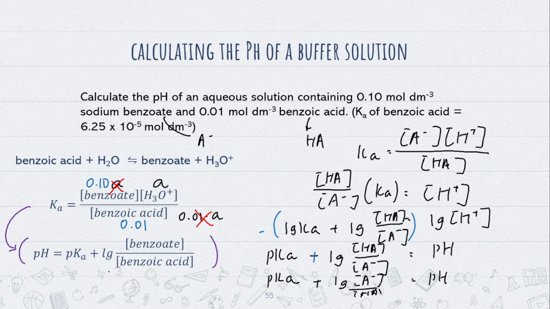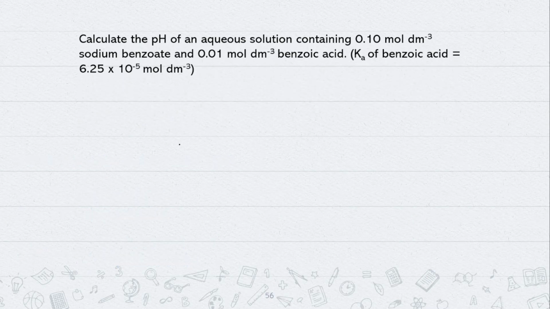So this would be quite handy to use at the end of the day, because ultimately we want to make H plus the subject of the formula. So let's try to solve this question first. How do you calculate the pH of this solution? Now we can put in the skills that we learned from the previous chapter on how to prepare a buffer solution.